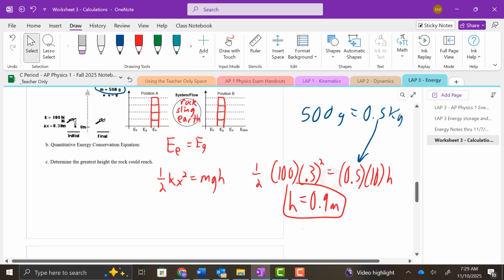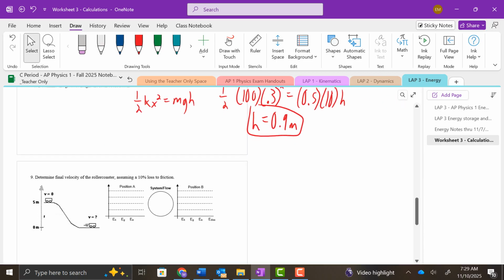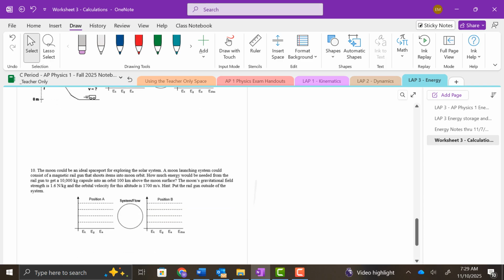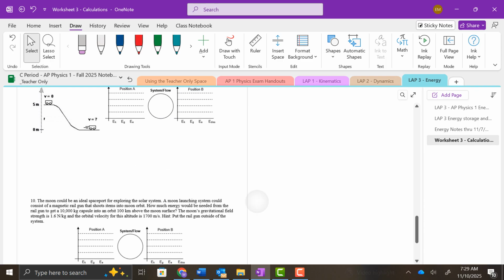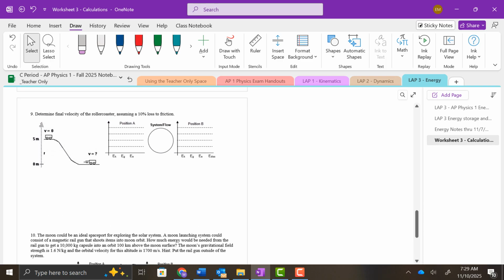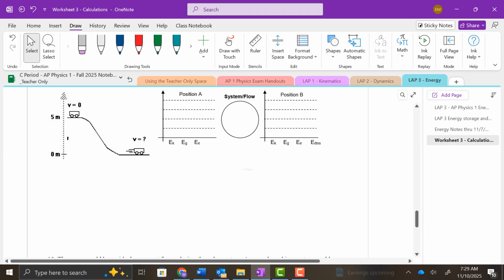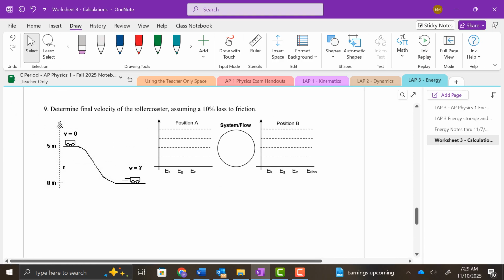All right. Let's go down to number 9, and we don't have too much, and I'll probably stop this one. Well, we'll do the rest of them. So this one, we want to determine the final velocity of the roller coaster, assuming a 10% loss to friction. Let's just fill in what we know so far.